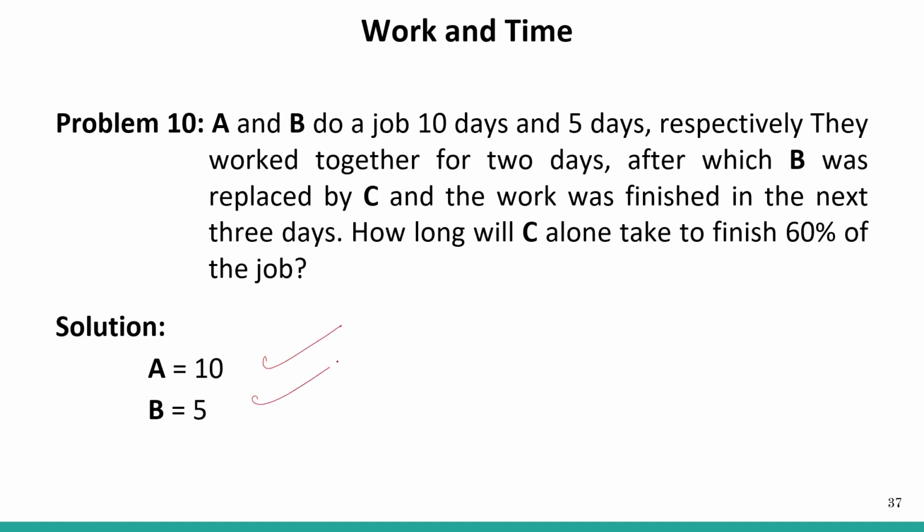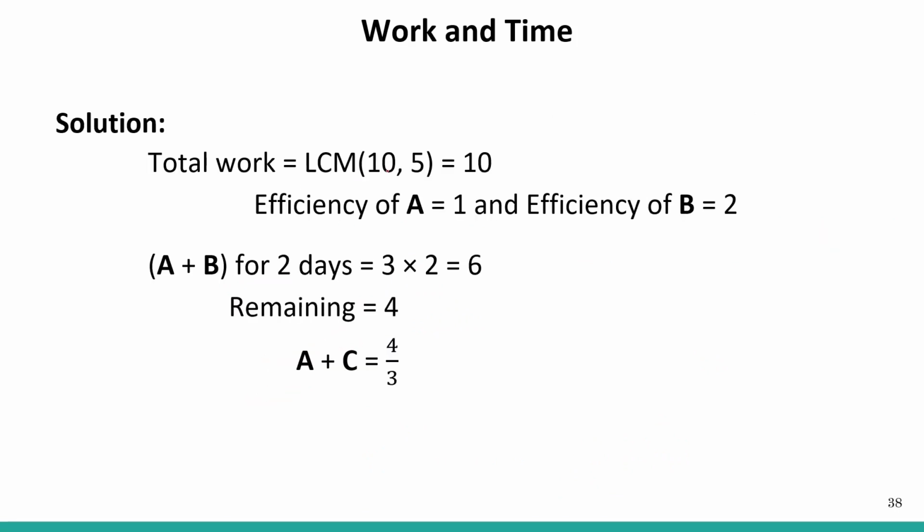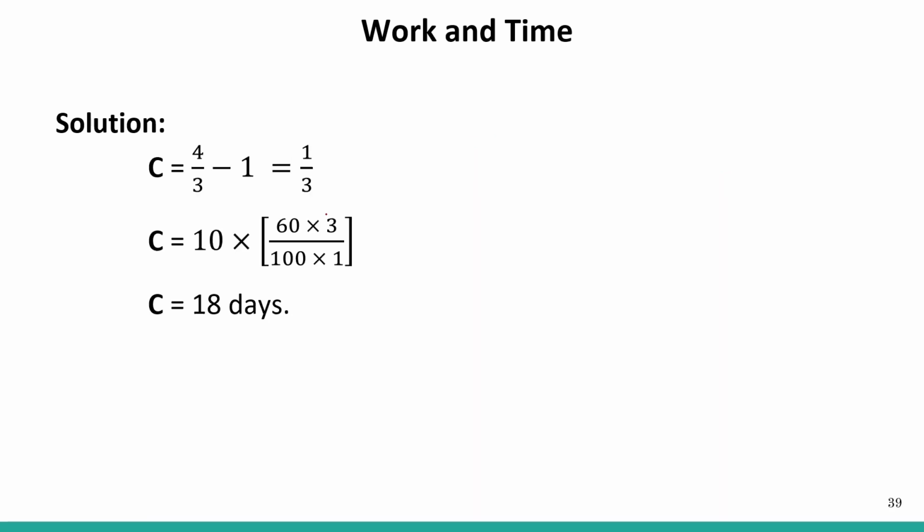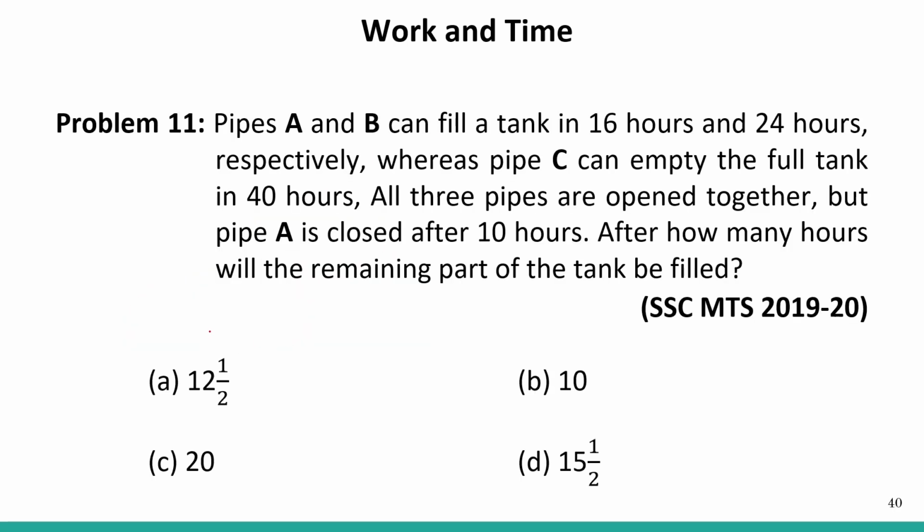So A is equal to 10, B is equal to 5, right? So total work is equal to LCM of 10, 5, which is equal to 10. So efficiency of A is equal to 1, efficiency of B is equal to 2, as he can work twice as fast. So A plus B for 2 days is equal to 3 into 2, which is equal to 6. So remaining 4 is equal to A plus C, which is 4 by 3, right? So C is equal to 4 by 3 minus 1, which is equal to 1 by 3. So C is equal to 10 into 60 into 3 by 100. So this is nothing but 18 days.